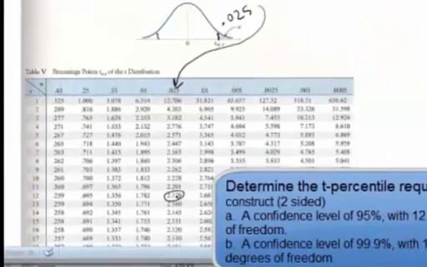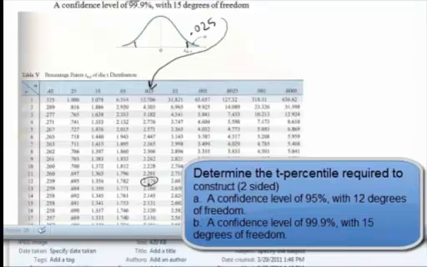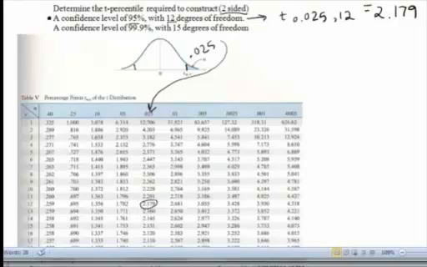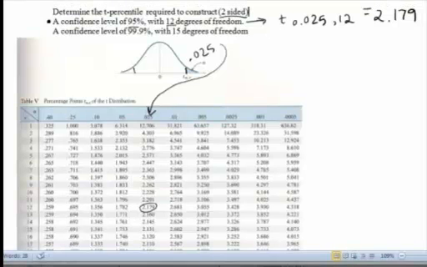Now remember, it says 12 degrees of freedom, which means actually n is equal to 13. So this should be t of 0.025 with 12 degrees of freedom, which should be 2.179. Okay, so hopefully you could see that earlier. So anyway, we've got t of 0.025, 12.